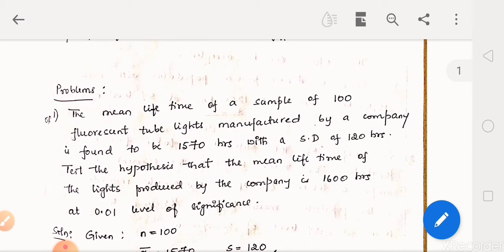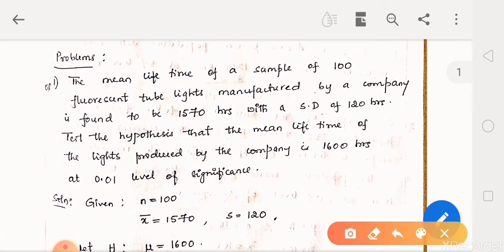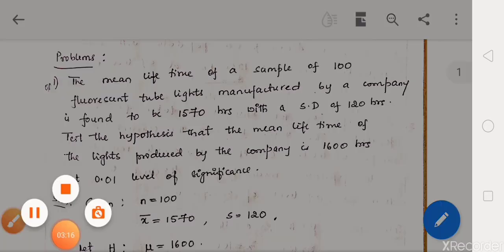Solution. Here the sample is given with 100 elements, so sample size n equals 100. The sample mean is 1570, so x bar is 1570, and the standard deviation s, because it is for the sample, is 120. For the population, the mean is given as 1600, and we have to verify whether that hypothesis is true. So mu equals 1600.